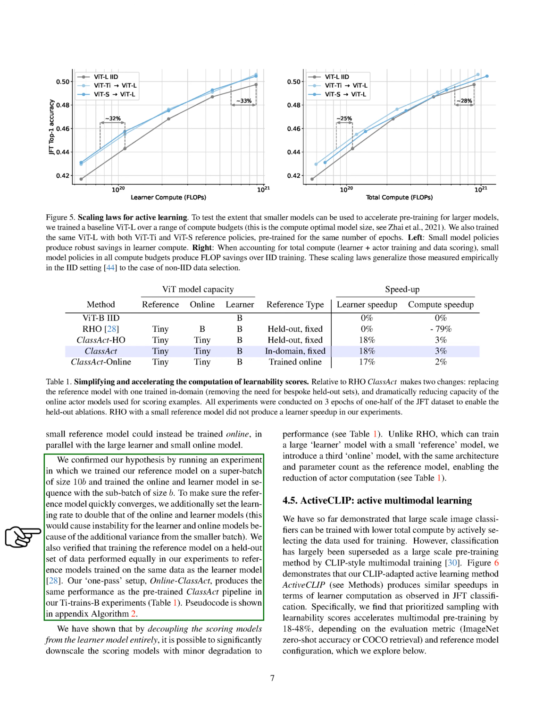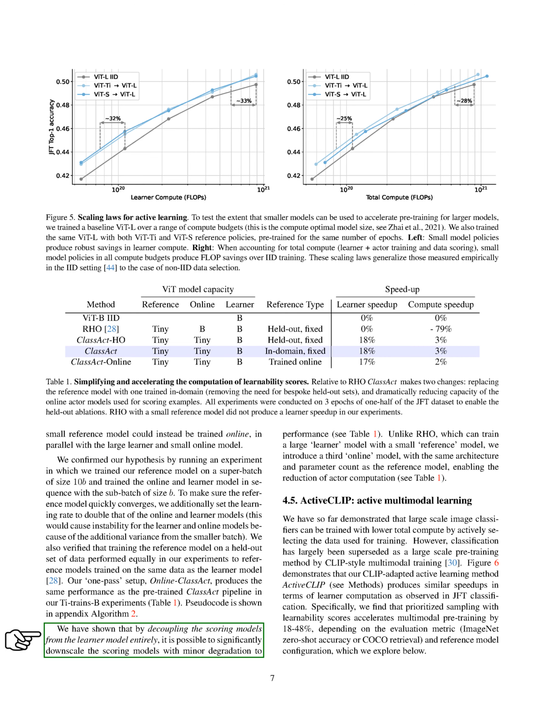We tested this idea by training our reference model on a superbatch that was 10 times the size of the subbatch used to train the online and learner models. We also doubled the learning rate for the reference model to ensure it converged quickly. We found that this approach worked just as well as training the reference model on a separate set of data. Our new setup, which we call Online Class Act, performed just as well as the pre-trained Class Act pipeline in our experiments.